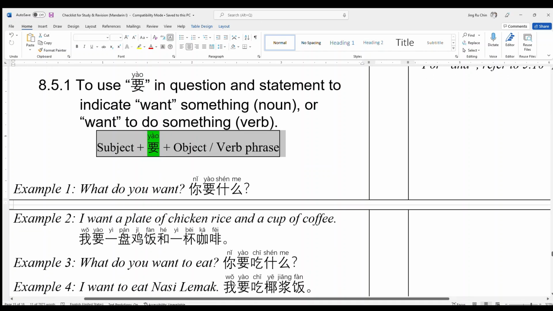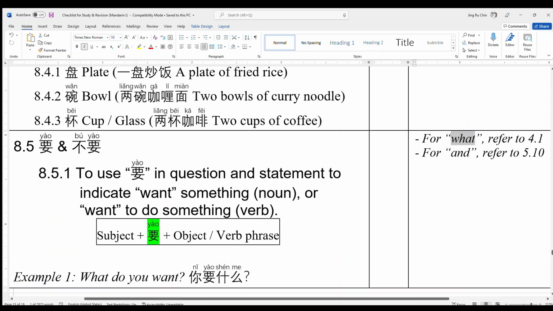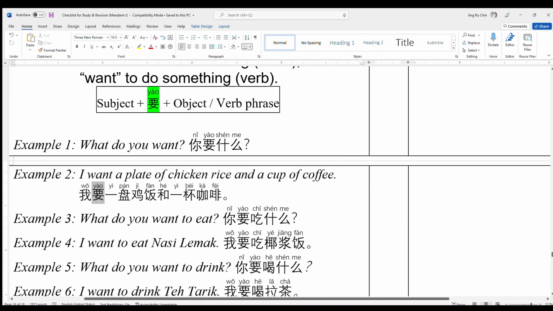So for example, I can ask someone this question. What do you want? Awak mau apa? Awak nak apa? So in Mandarin, it's the same structure. 你要什么? Awak mau apa? 你要什么? Right? So do you remember the word 什么? 什么 means what. We learned this already. What is your name? 你叫什么名字? 什么? So 你要什么? What do you want? Awak mau apa?